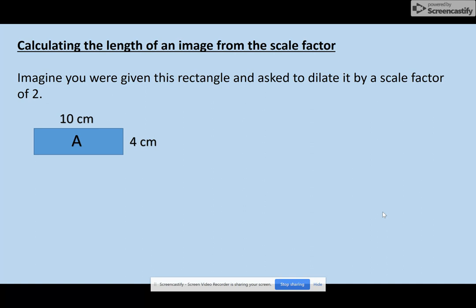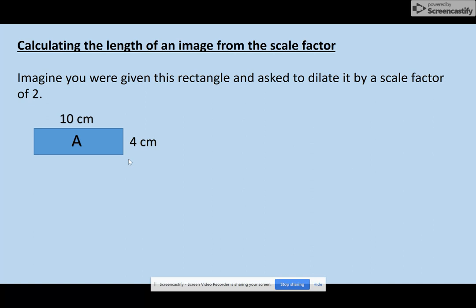So imagine you're given this rectangle A here. One side's 10 centimeters, one side is 4. And you are asked to dilate it by a scale factor of 2. So the first question I'd ask you is, is that an enlargement or is it a reduction?